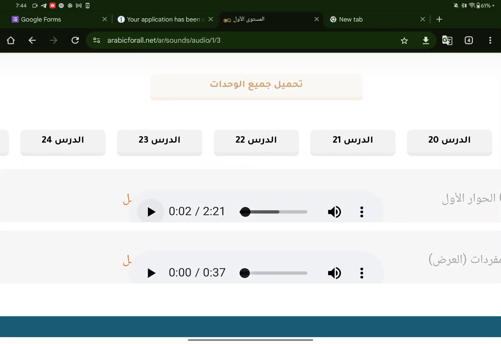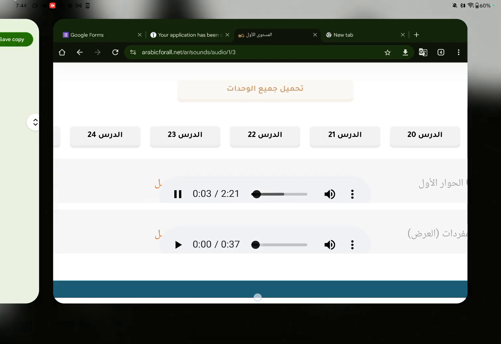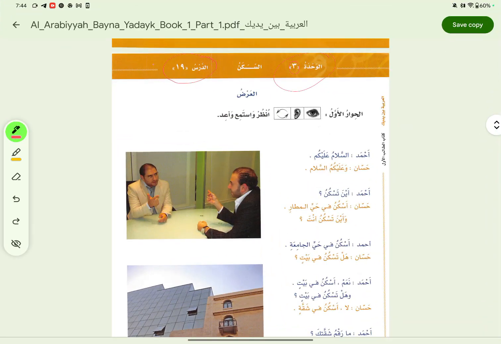Let me pause it. So this is here in the book as well. الوحدة الثالثة. السكن. الدرس التاسع عشر. Look at the conversation here.